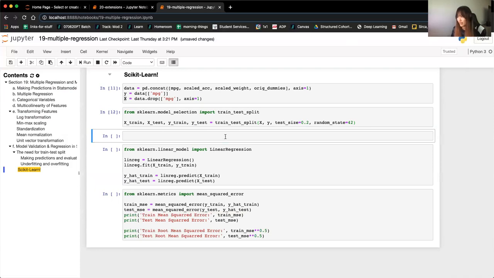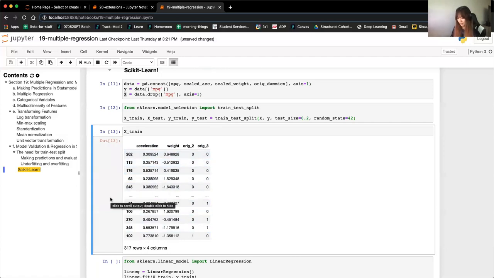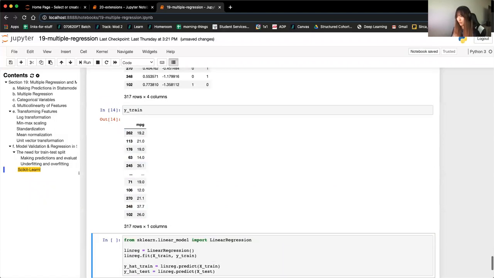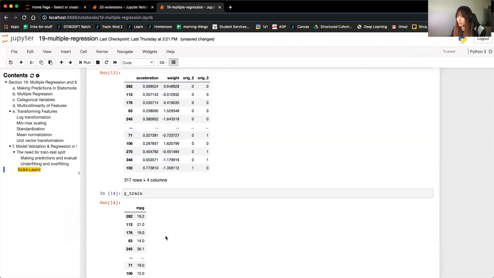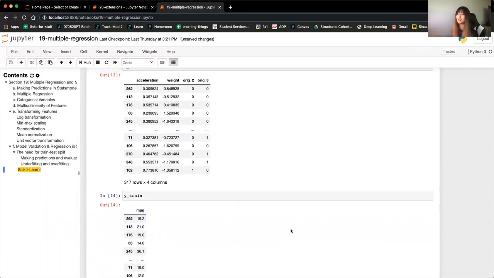We can actually take a look right now. Let's take a look at X train. X train, in this example, is acceleration, weight, origin 2, and origin 3. And you can see that it shuffled it to randomly select 80% of the data. And this is X train. As an example, let's take a look at Y train. Y train is just the miles per gallon that are associated with these. Scikit-learn just needs us to separate these.